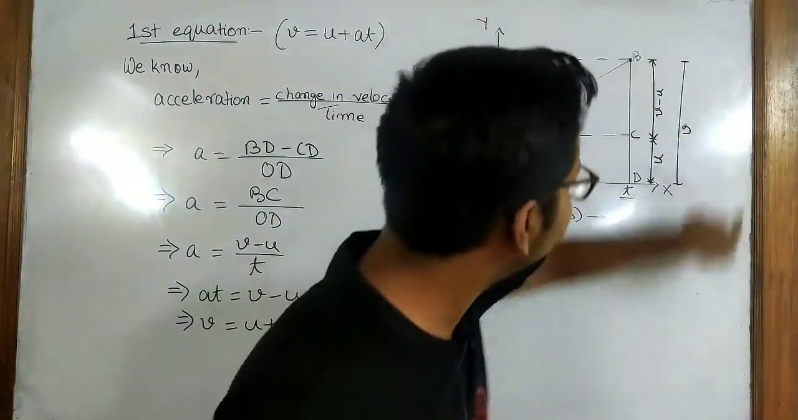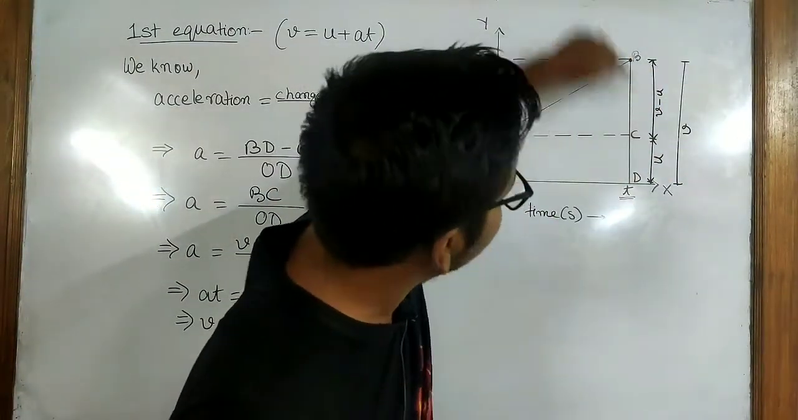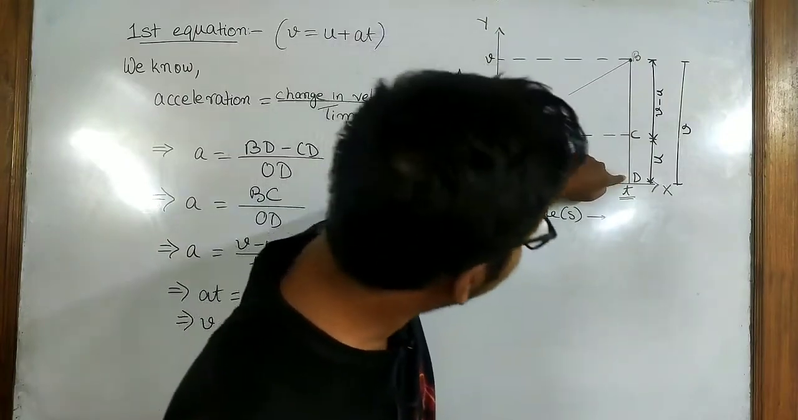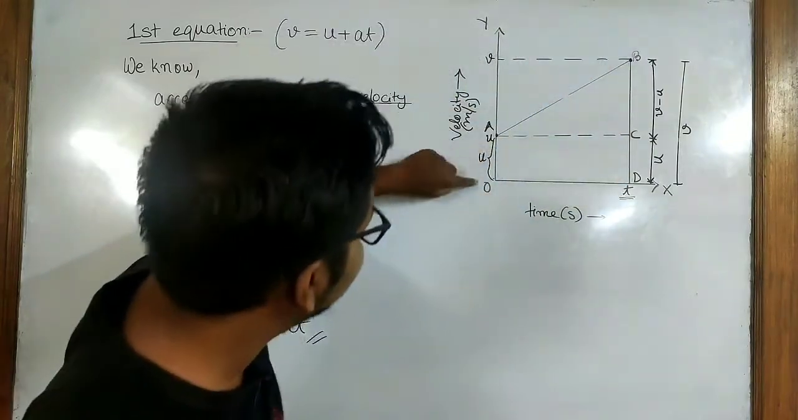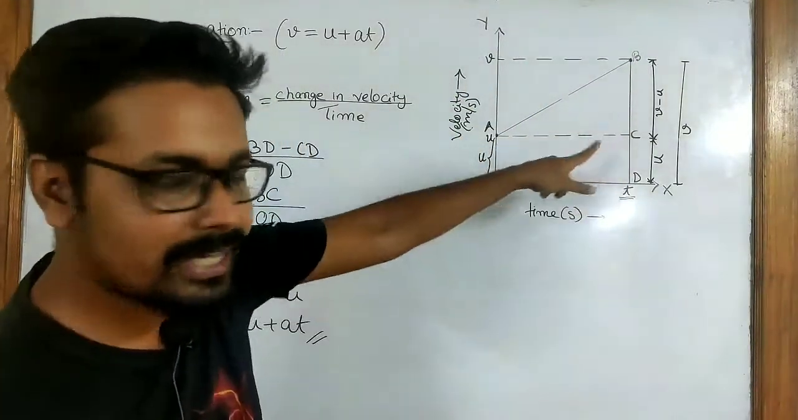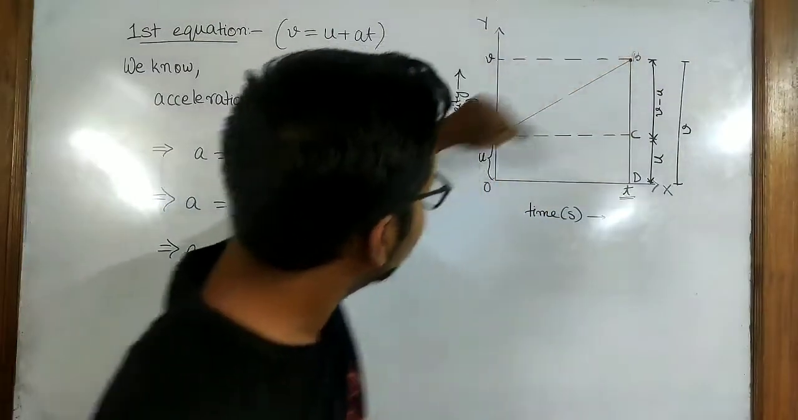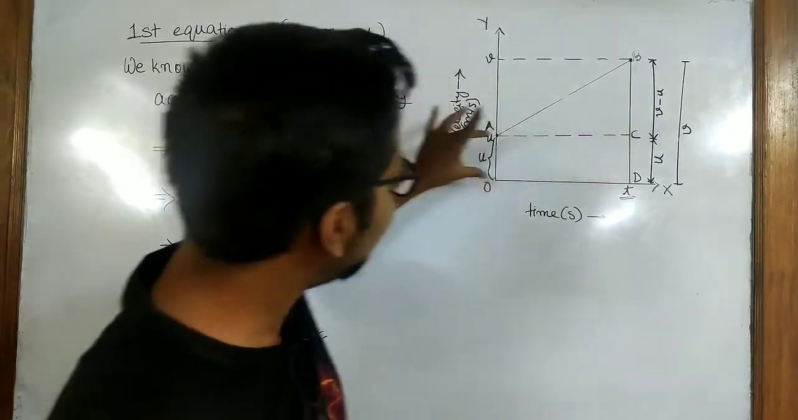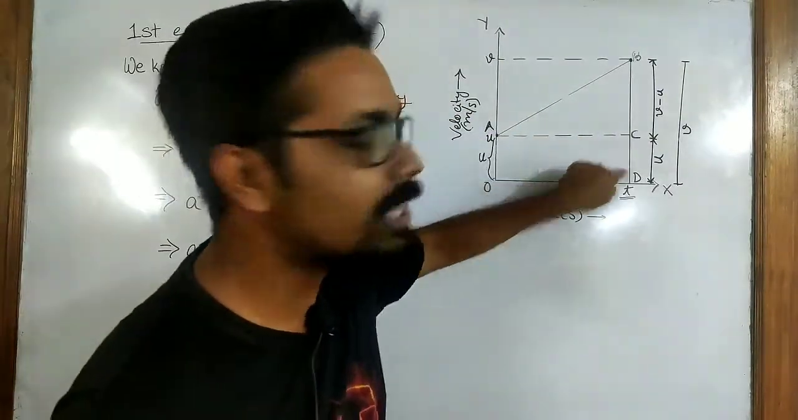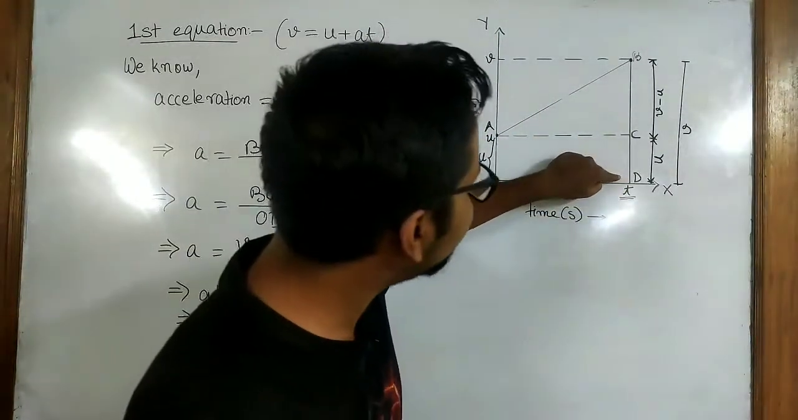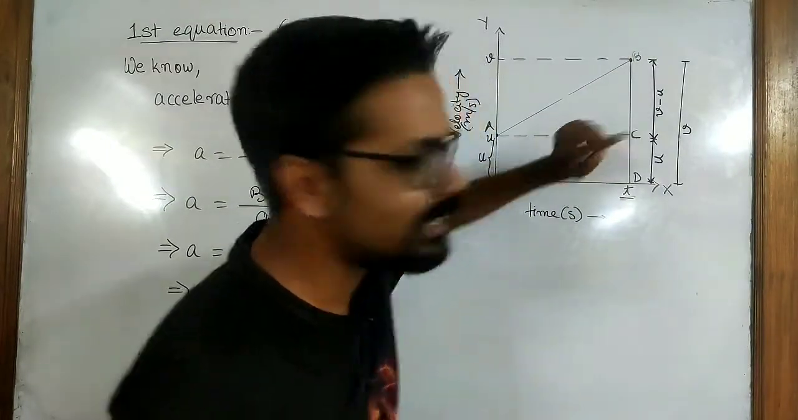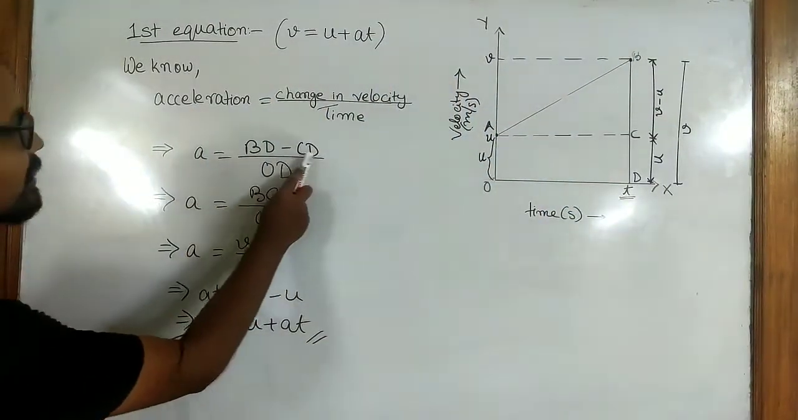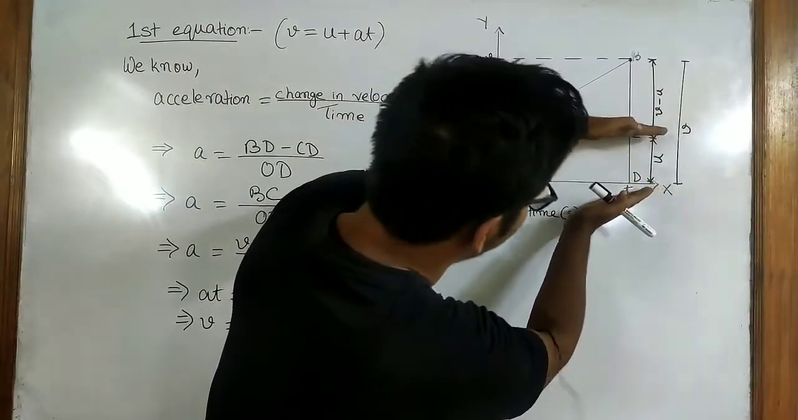So what is our final velocity? This final velocity is BD, right? This line is the final velocity and this is the initial velocity. Hope you remember when I explained the graph. This is our final, this is our initial. Since this is initial, we can take CD and OA. This part and this part are equal, right? So what we have done, we have taken BD and we have subtracted CD from this. See, BD minus CD.